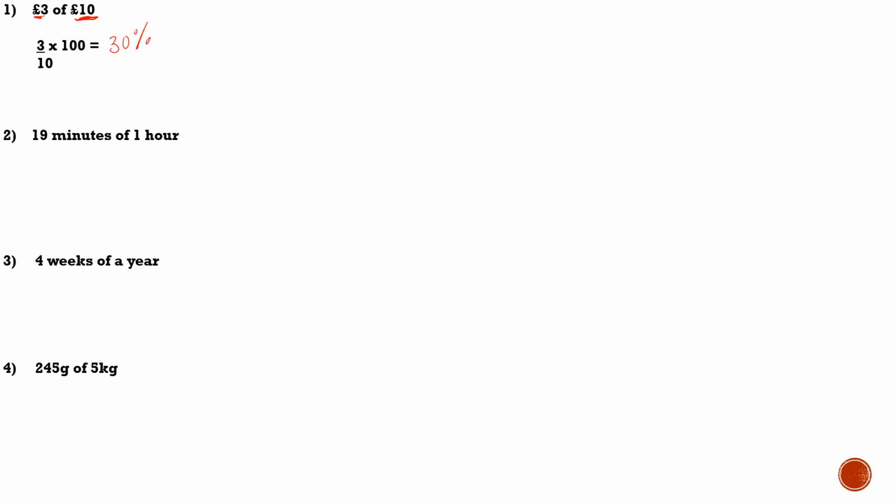Okay, so on the first one then, we've got 19 minutes of an hour, and remember that an hour is 60 minutes. So we're going to do 19 divided by 60 times 100. And if you were to type that in onto your calculator, you would end up with 31.666% recurring. So I would probably round that to 31.7%.